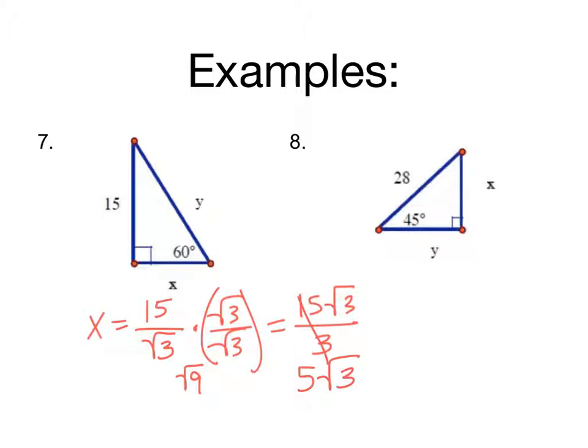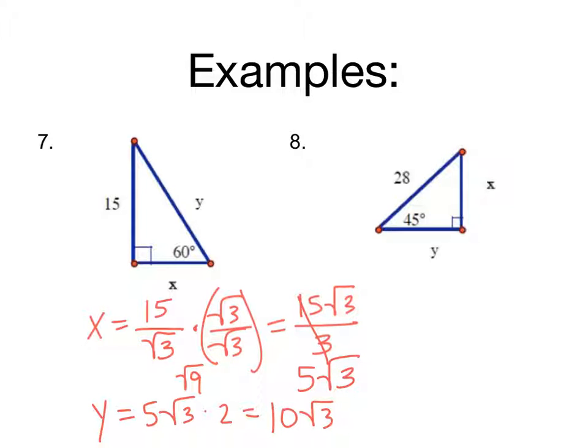Okay, so that is the shorter leg. Well, in order to find y, that's going to be pretty easy because we want to find the longer leg, which is going to be found by multiplying shorter leg times 2. And remember that the 2 is not a radical. So the 2 is going to multiply by the 5, and we're going to get 10 root 3. So 5 root 3 for x, 10 root 3 for y.